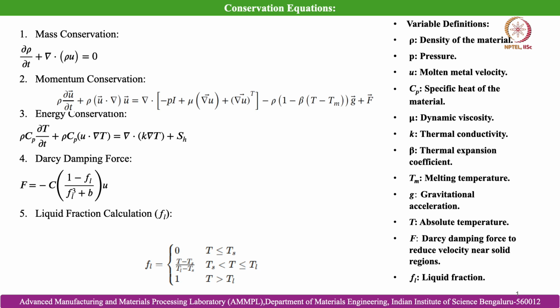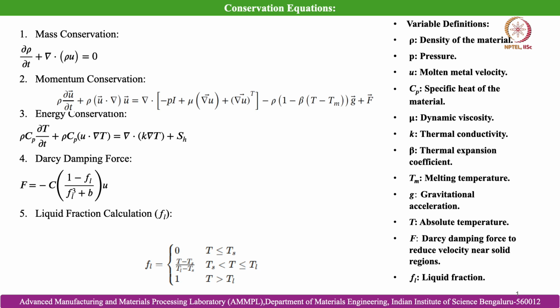And then energy conservation. The energy conservation equation is rho Cp del T del t plus rho Cp u dot grad T is equal to grad dot K grad T plus Sh, where capital T is for temperature, small t is for time, Cp is the specific heat of the material, and Sh is basically a source term.